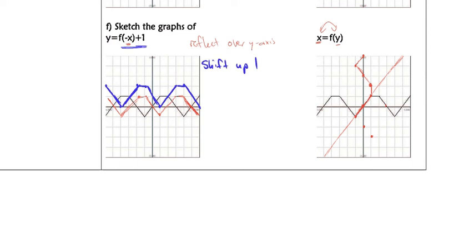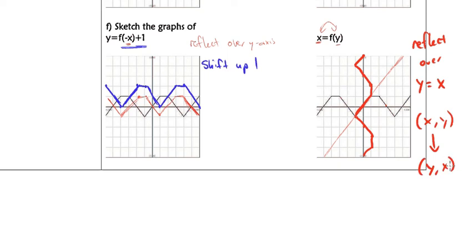So let's make that line just a little bit bigger. All right, so here's our new graph. And again, it's been reflected over y equals x, and you're switching your x, y values. Where it was x, y, it's becoming y, comma, x. All right, hope this has been helping.